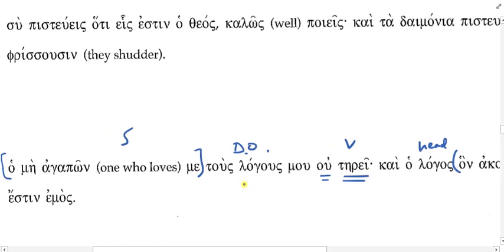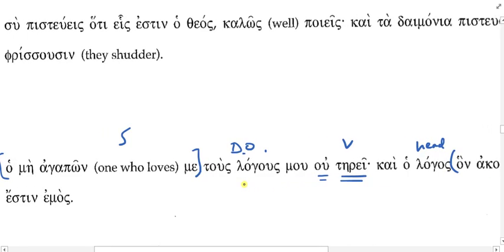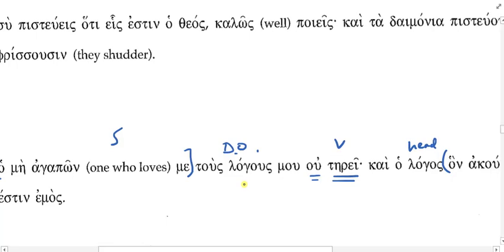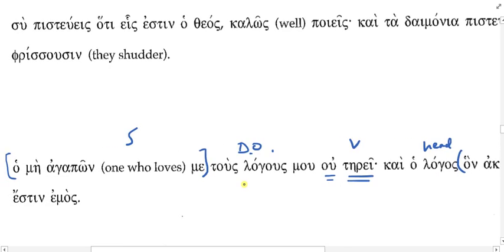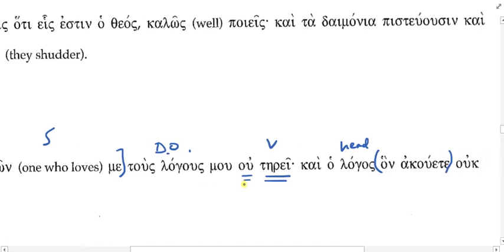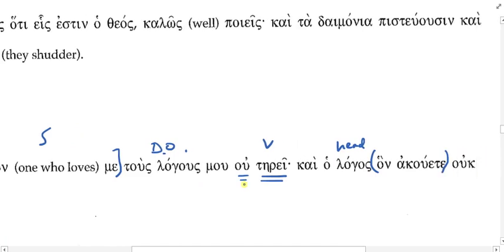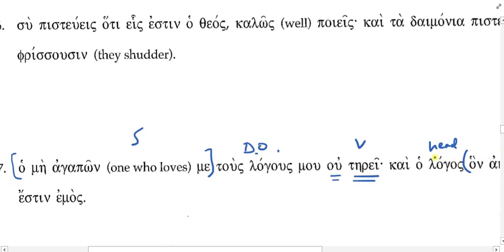Han akuete. Uk esten emas. Is with uk in front of it. Is not mine. Really dumb question: how do you know that uk doesn't modify akuete? Well, the negative particle would go in front of the verb that it negates. So we have it after, so it goes in front of the other verb, which it does negate. Okay.